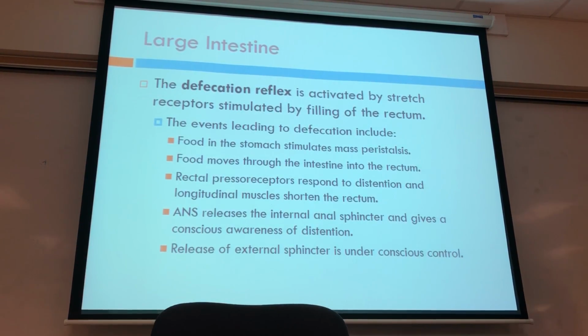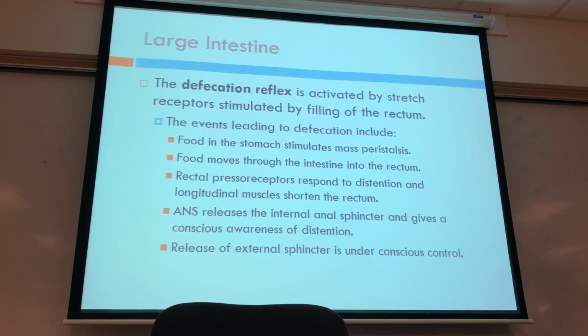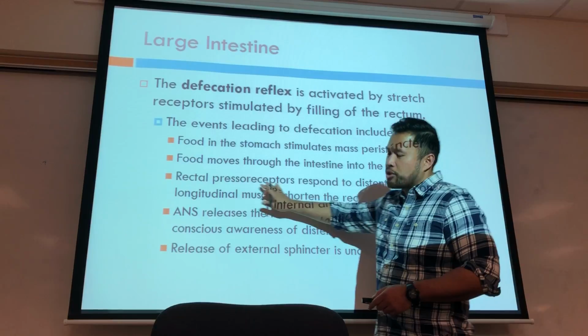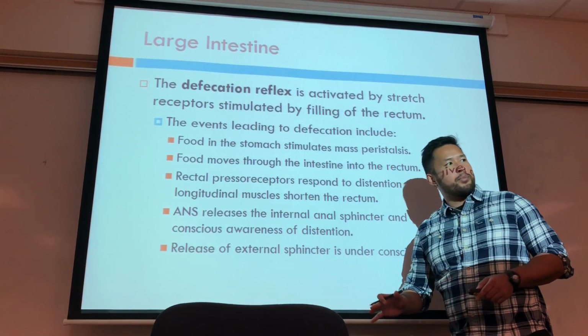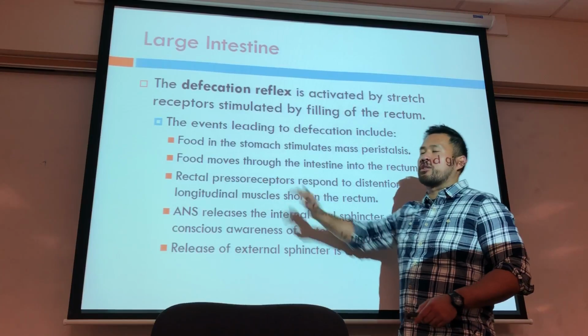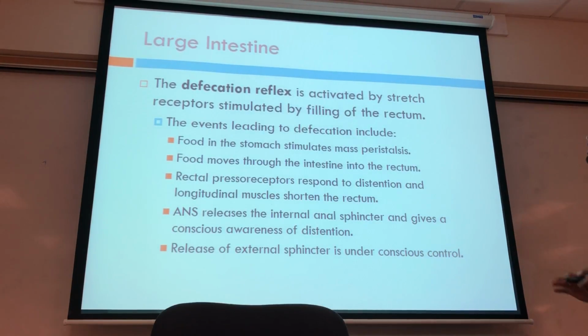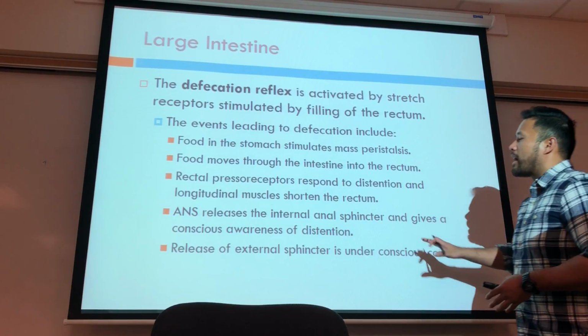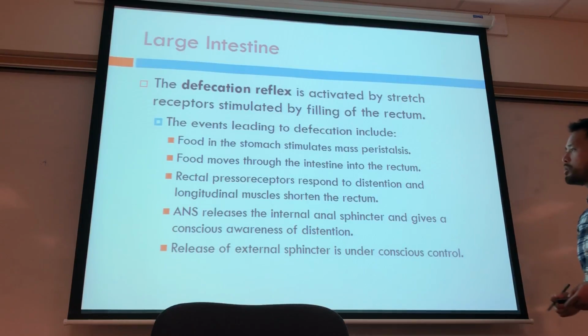The defecation reflex is basically everything that I've talked about that results in the process of defecation, the elimination of feces. Food in the stomach stimulates peristalsis, which we already described, moving food through the intestine into the rectum. The pressoreceptors, these are pressure receptors, like baroreceptors, but they just detect pressure. So as the feces presses up against these rectal pressoreceptors, that causes distension as well as contraction of the longitudinal muscles. I'll show you back in our prior slide how that takes place.